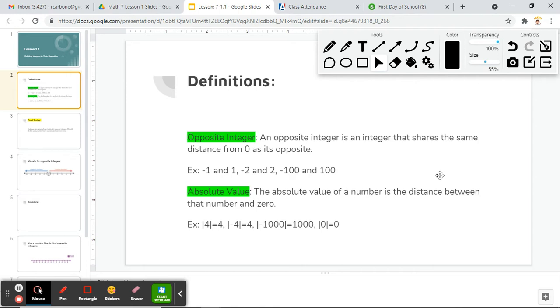And lastly, we have the absolute value. So the absolute value of a number is the distance between that number and 0. So for example, the absolute value of 4 is 4. The absolute value of -4 is also 4. The absolute value of -1,000 is 1,000. And the absolute value of 0 is 0, because obviously 0 has no distance from 0. So how can we relate that absolute value to an opposite integer? Well, we could say integers are opposite integers if and only if they share the same absolute value.